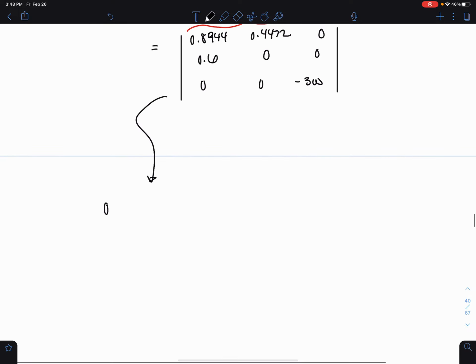So if I want to solve for all this, zero times 0.